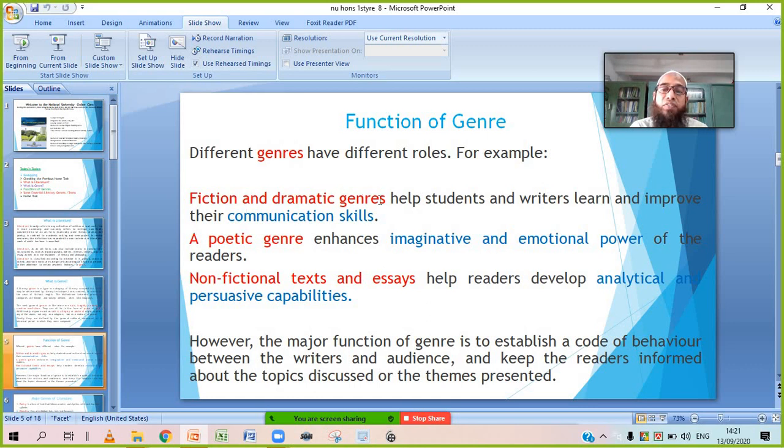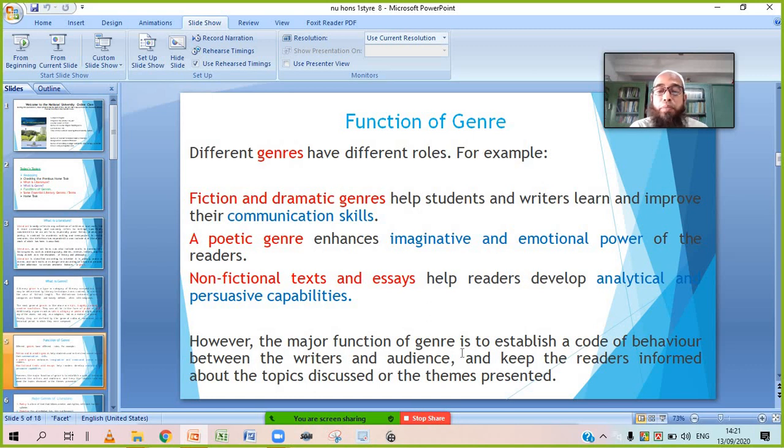So the importance of reading fiction and drama, the importance of reading poetry, the importance of reading non-fictional texts. When we are reading these things, perhaps we are reading for pleasure, but actually, unknowingly or subconsciously, the reading of fiction and drama is developing our communication skills, reading or reciting poetry is improving our imaginative and emotional power. On the other hand, non-fictional texts or essays are developing our analytical and persuasive capabilities. That's really interesting, isn't it?